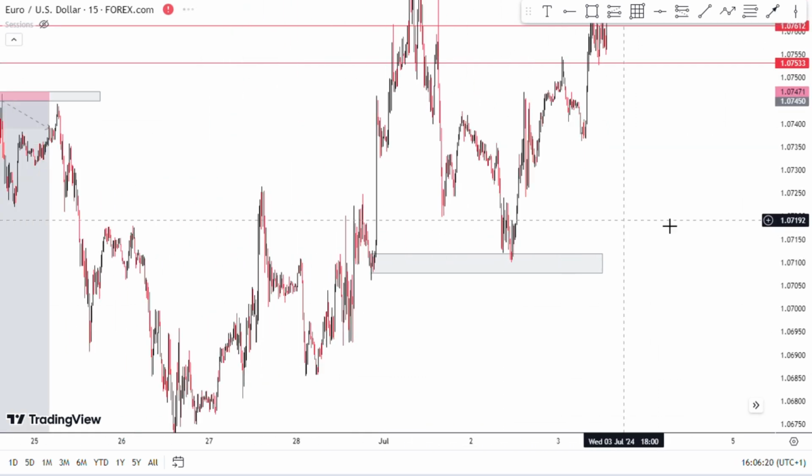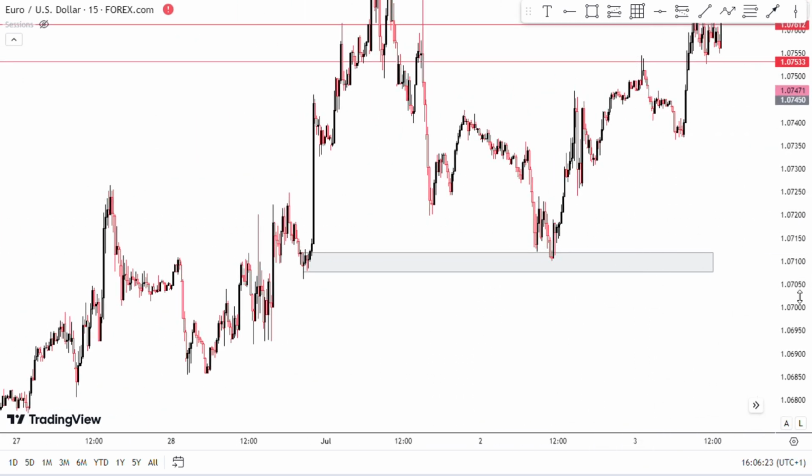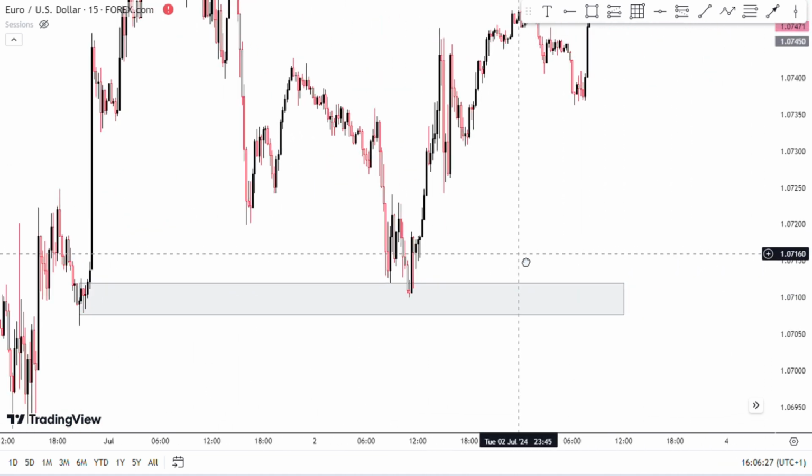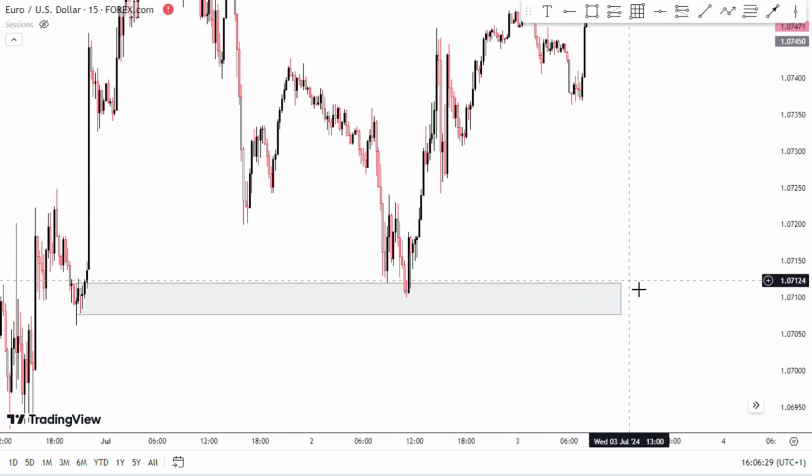So I'm going to be stopping this analysis of going down to lower time frames at the 15 minutes time frame. I'm going to leave the remaining ones for my students, just from the 15 minutes time frame to the 1 minute time frame.